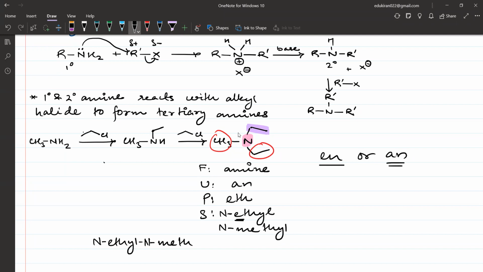N-methyl ethane-1-amine, because this is the first carbon atom, the second carbon atom. Ethane-1-amine.